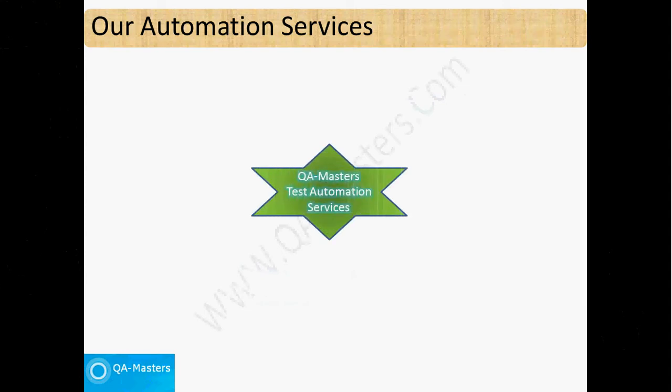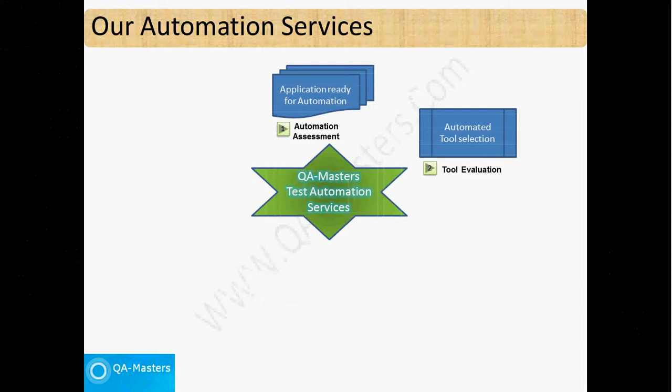Our automation services. We provide different automation services: application readiness for automation, automation assessment, tool evaluations and selections. These are independent services. If you want, we will provide service only on this particular area. For example, if you want to identify the most appropriate tool for automation, we will consider just that portion and recommend the best suited tool.